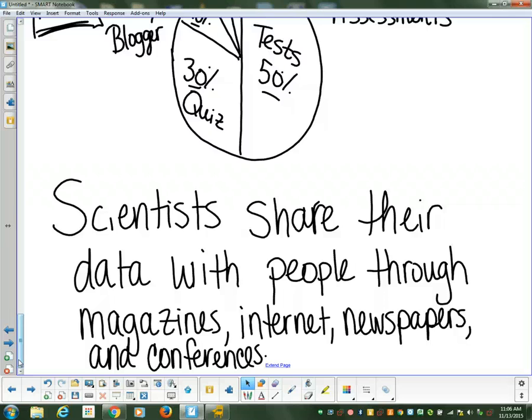Okay, so what does that part of it mean? That means that once they have results of different studies that they have done, they are able to share out their information not only through graphs but through written work that comes in the form of magazines, internet, newspapers, and conferences. So let me show you an example, and then I'll bring this back up so you can finish copying.